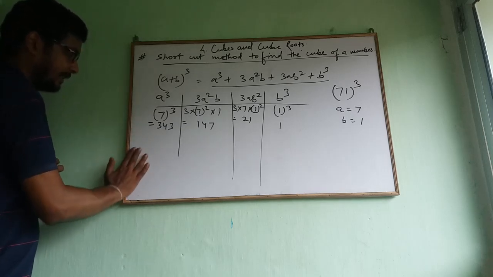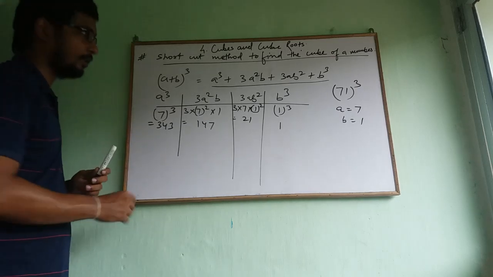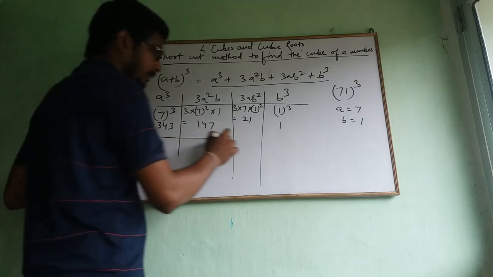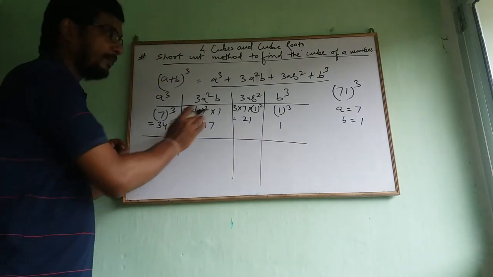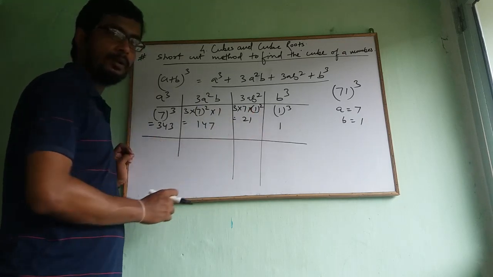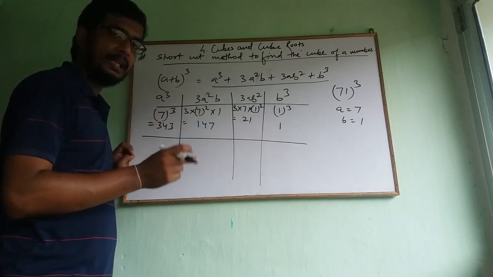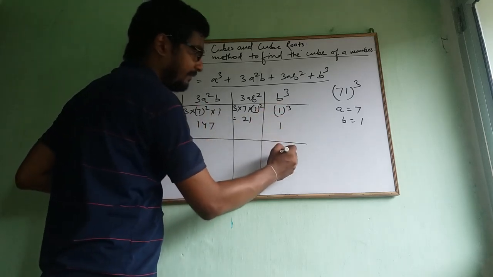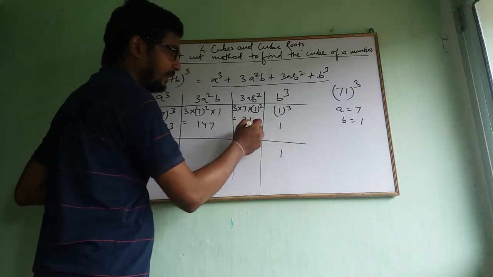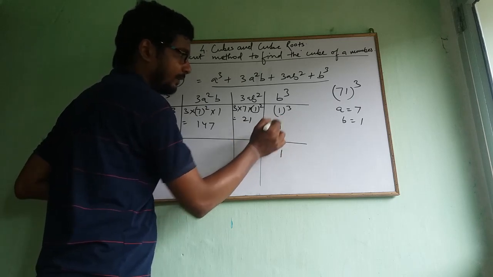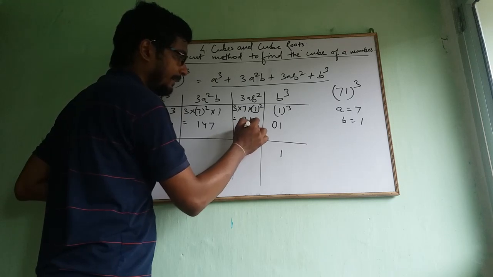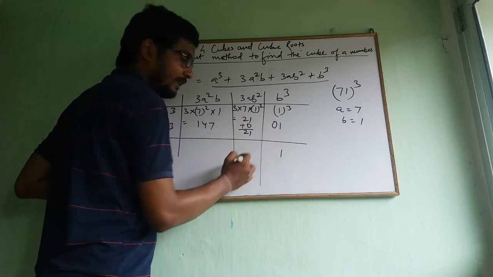Now let's see how we will calculate the cube of 71 in a very convenient way. From each column we have to take only the ones digit and carry forward the tens digit to the next column. So from here I will take 1 only. Since there is 0 in the tens place here, I will carry forward 0 and add it up. So it becomes 21 itself.